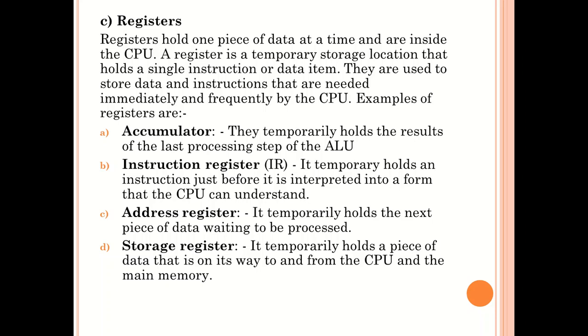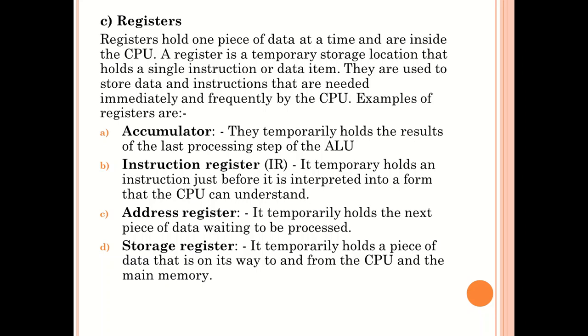Examples of this are the accumulator register. It temporarily holds the results of the last processing step of the ALU. So the previously executed result is held through the accumulator. Then we have the instruction register. It temporarily holds an instruction just before it is interpreted into a form that the CPU can understand.